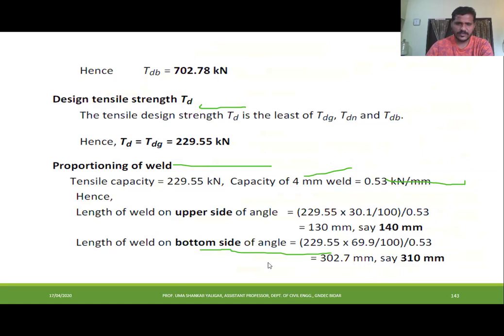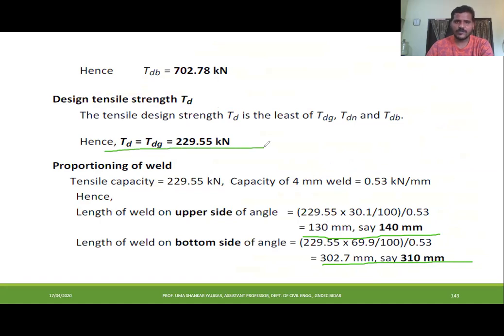The same thing is repeated in this slide, but the previous slide is a little bit clearer. I told you that out of those three values, the lowest value is 229.55. The same calculation is repeated once again to make it clear; I added it on an extra slide, but both are the same. In this way, we can calculate the strength of the tensile section whenever it is connected by a welded connection.